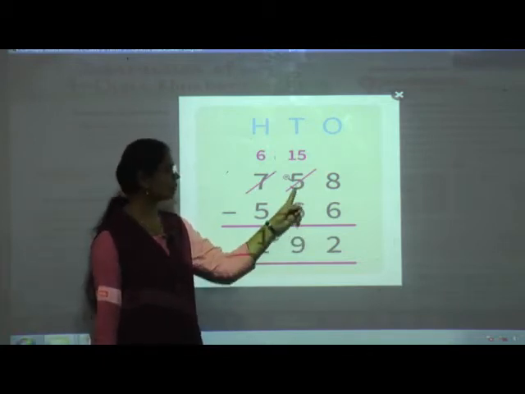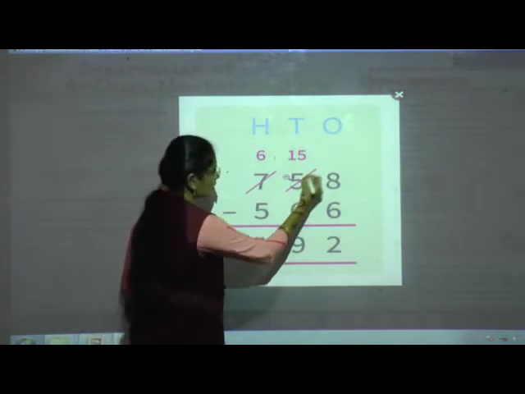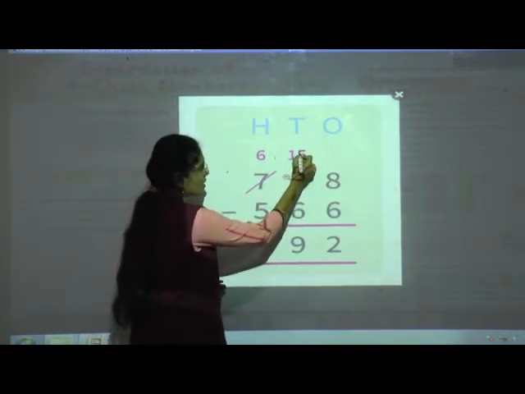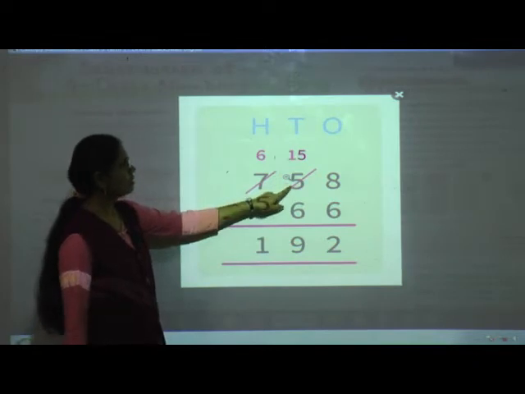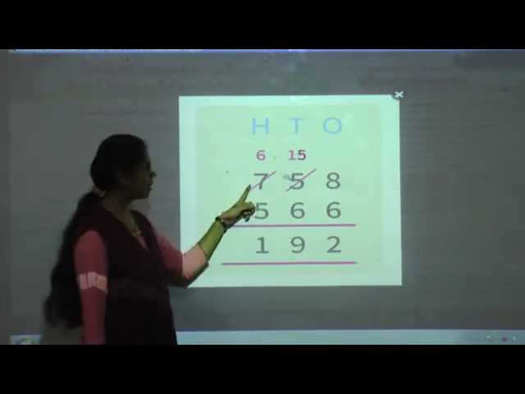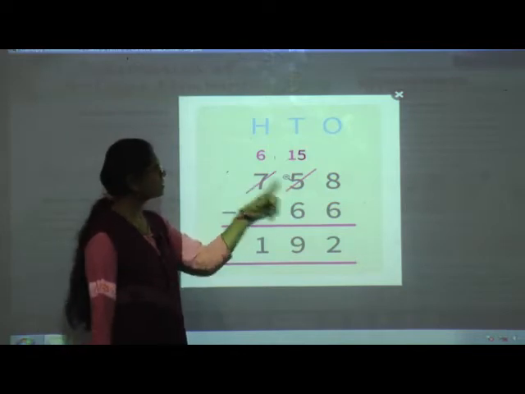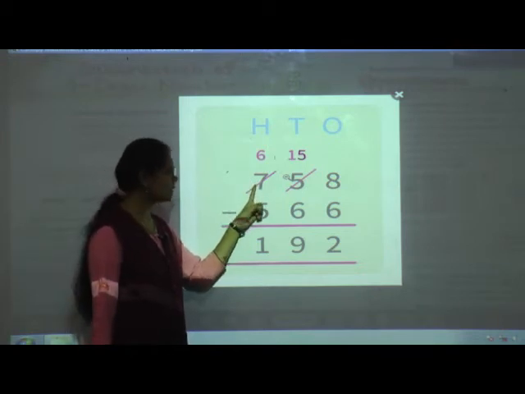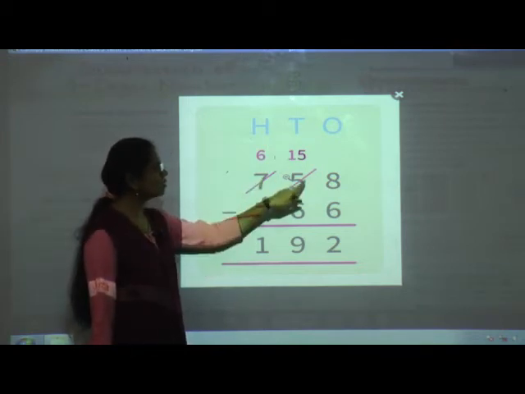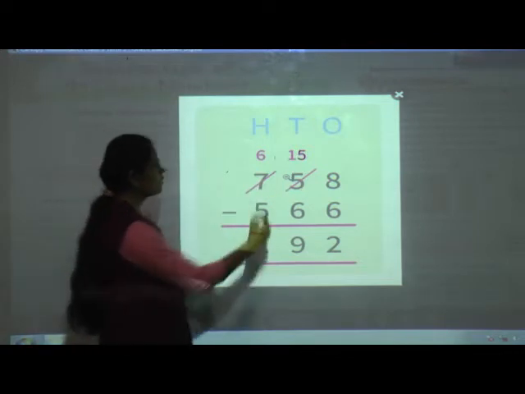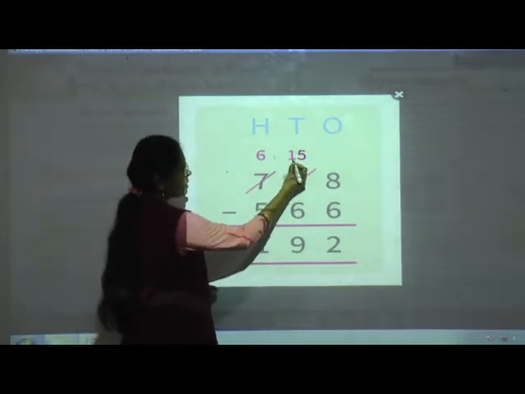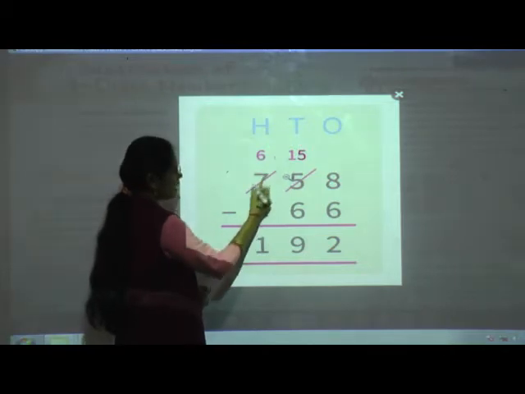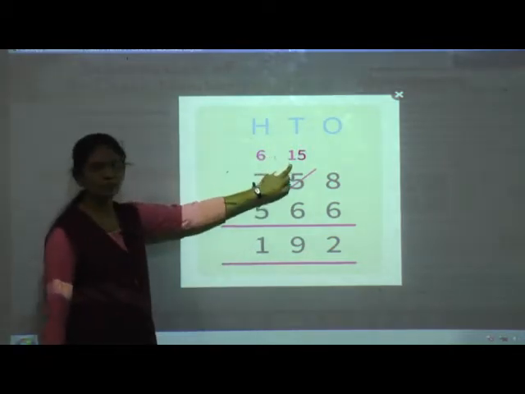So for that, what we have to do? We have to cut this 5 and write the 5 as it is here, and then we'll go to the neighbor. Who is the neighbor of tens? Hundreds is the neighbor of tens. So we have to take one borrow from its neighbor. The neighbor is having 7. So the neighbor will give 1 to the tens place. 7 minus 1 is 6. So we cut 7 and write 6, and 1 we give as a borrow.